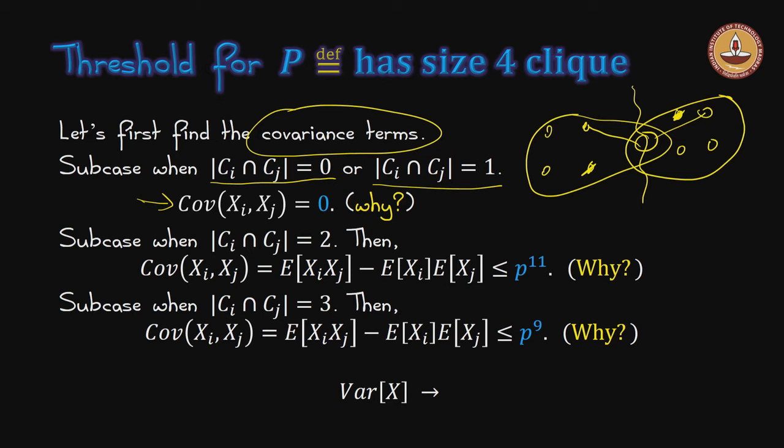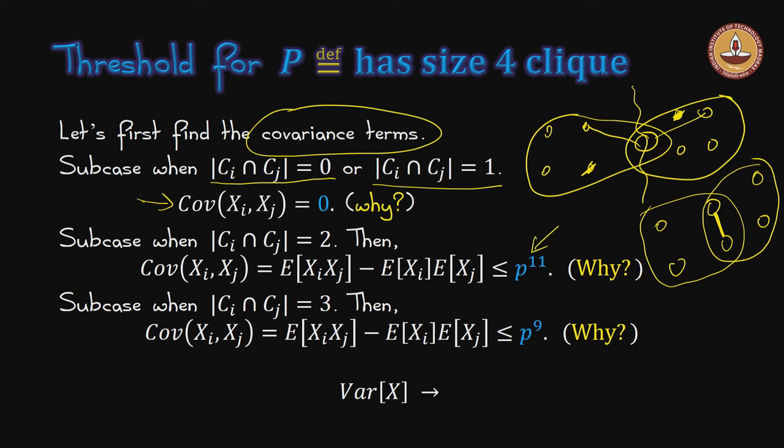What about the case where the cardinality of C_i intersecting C_j equals 2? Let us draw the picture for it. So, we have 2 common vertices, and then the rest of the vertices will look like this. We are asking, are these going to form a clique and are these going to form a clique? Okay. Now there is essentially just one edge that is common. So, now you start to see some amount of dependence showing up. We are going to claim the covariance is upper bounded by p to the 11.